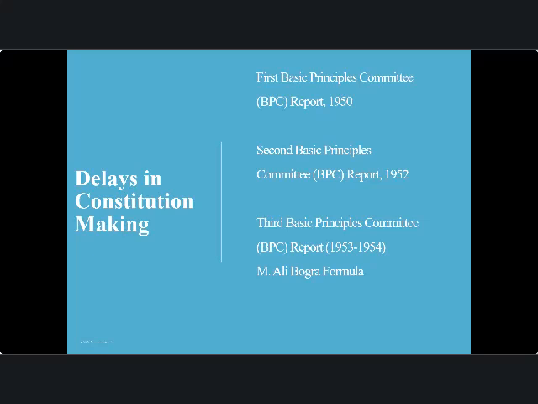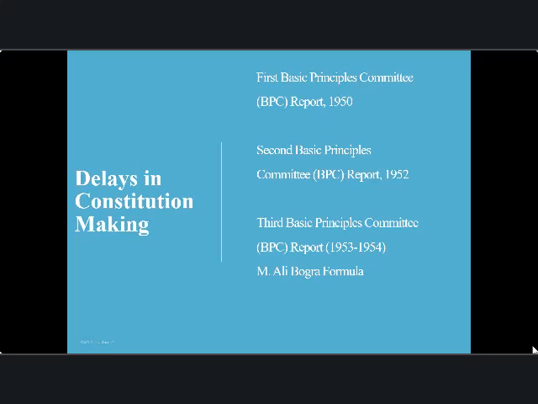So students, now we will discuss the second Basic Principles Committee Report, 1952. The second report was presented to the Constituent Assembly on 22 December 1952 by Prime Minister Khwaja Nazimuddin. After the failure of the first Basic Principles Committee report, it aimed to resolve the political deadlock between East and West Pakistan. Now the key features of the second report.